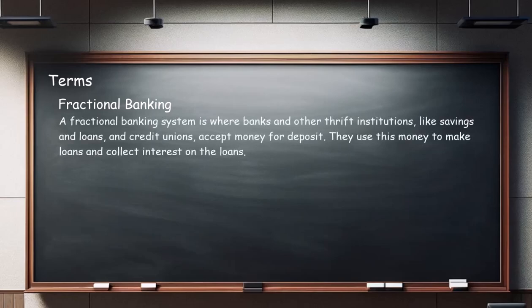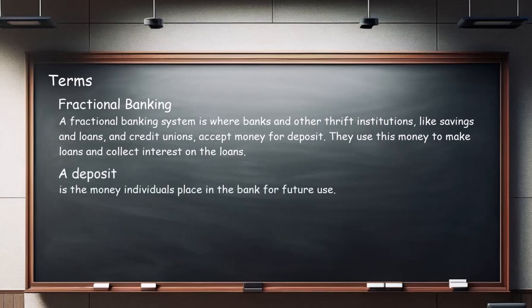A fractional banking system is one where banks and other thrift institutions, like savings and loans and credit unions, accept money from the public. They use this money to make loans and collect interest on the loans. However, the government requires banks to keep a portion of the money they accept in case the public wants access to their money. A deposit is the money individuals place in the bank for future use. A withdrawal is money taken out of the bank by an individual.